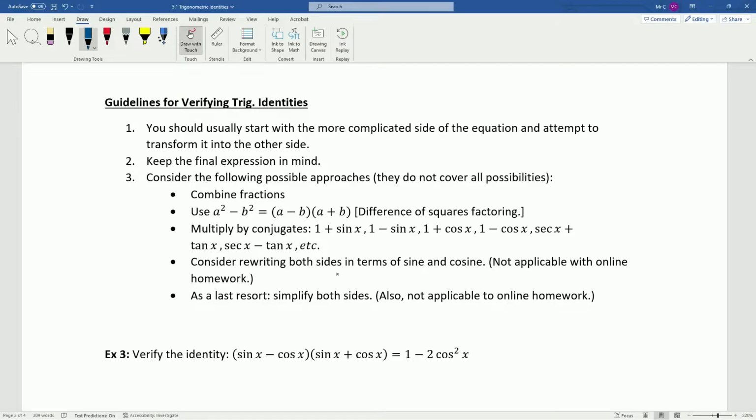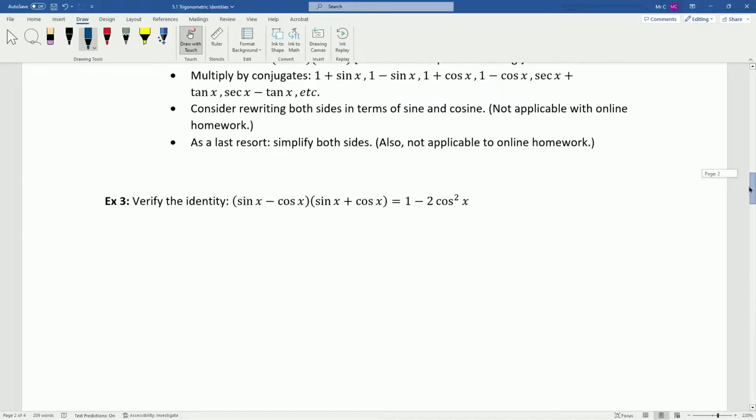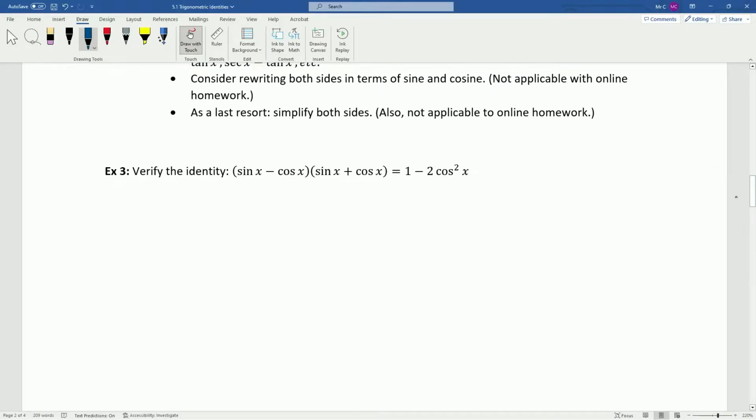Now you could consider rewriting both sides in terms of sine and cosine, and then seeing if there's a different way to manipulate to verify these identities. But again, if you're working with an online homework system, you usually won't be given this sort of option. And as a last resort, you can simplify both sides. Again, not applicable to online homework. So with that being said, typically with a lot of online homework systems, you'll be stuck starting with one side and moving to the other side with these verification problems.